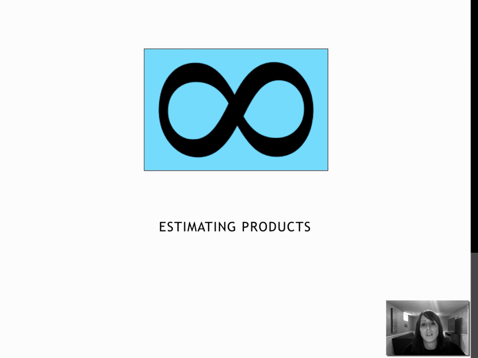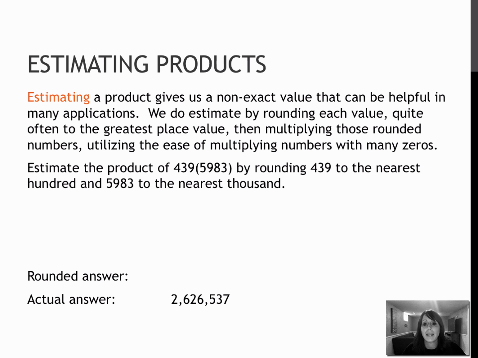Just as we did with addition, we are going to sometimes be asked to estimate a product. And when we estimate, again, we're going to estimate each value and then multiply those rounded values. So on this question, if I'm to estimate the product by rounding to the nearest hundred, notice this time they've rounded one to the hundreds place and one to the thousands place. So just be sure that you're paying attention.